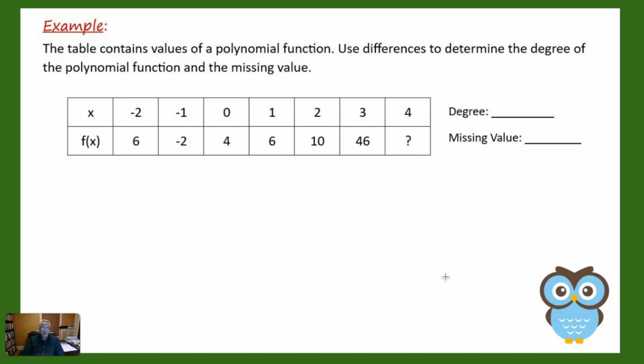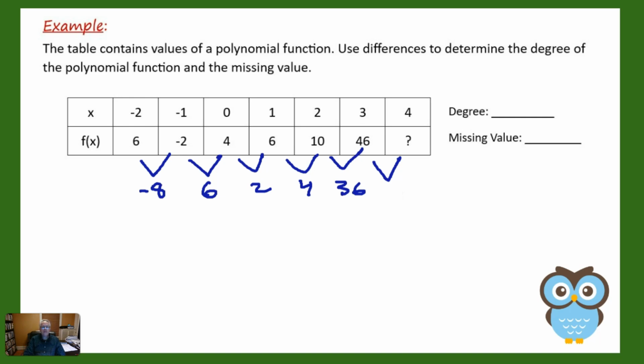Well, we're going to start by taking the first differences. So I'm going to take the difference in the function values here. Negative 2 minus 6 is negative 8. And we're going to do 4 minus a negative 2, which is 6. 6 minus 4 is 2. 10 minus 6 is 4. 46 minus 10 is 36. And I'm not sure what this difference is going to be, but I'll put it in there because we don't know the value of the function there yet. All right, those are the first differences.